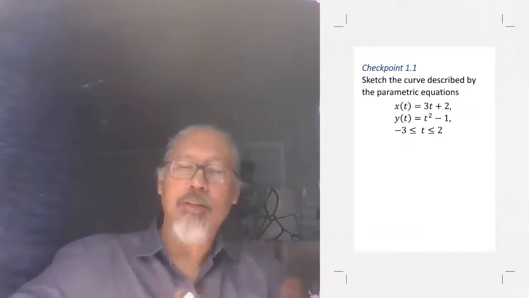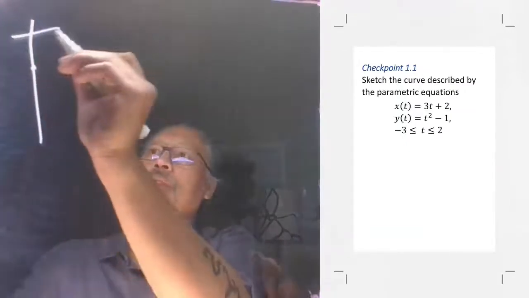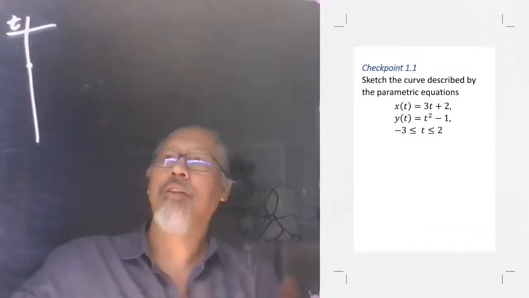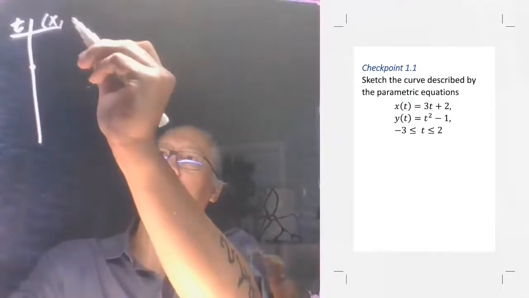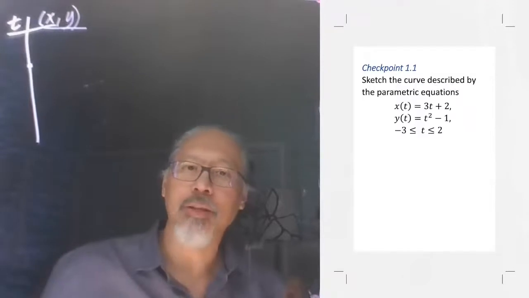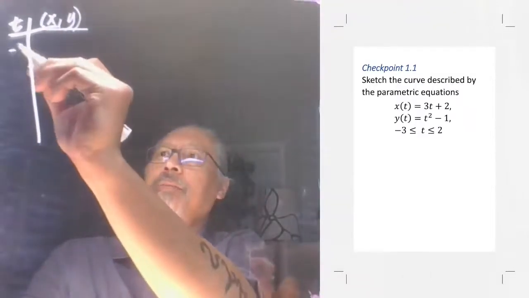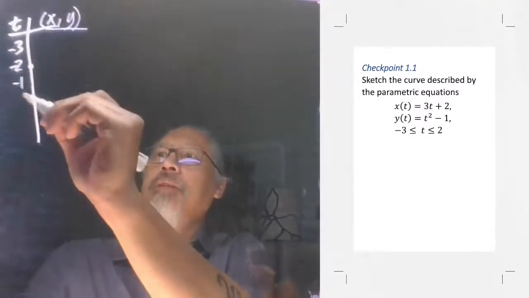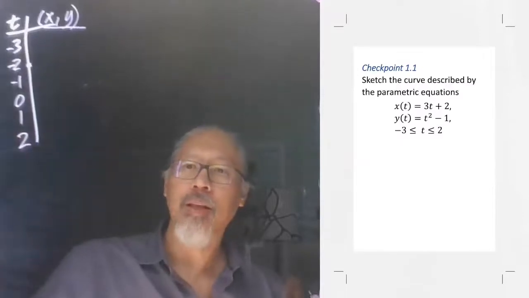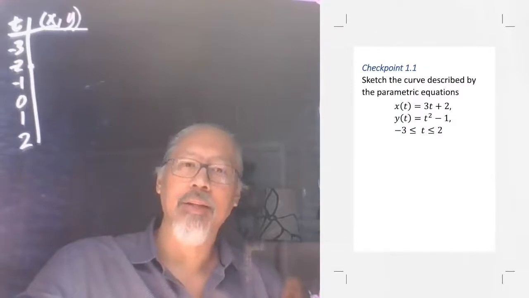The way we're going to do this is we're going to plot some points. And the way we're going to plot points is that we're going to input a t-value, and for each t-value that we input, we're going to output not just one number, but actually a pair of numbers, x and y. And they gave us a domain, so we're going to use our domain: minus 3, minus 2, minus 1, 0, 1, and 2. For each of these t-values, we're going to plug it into x and into y.